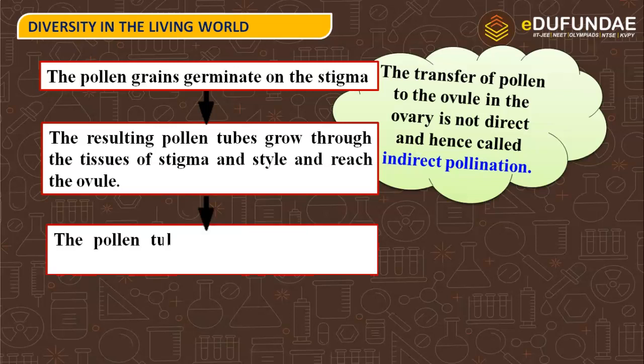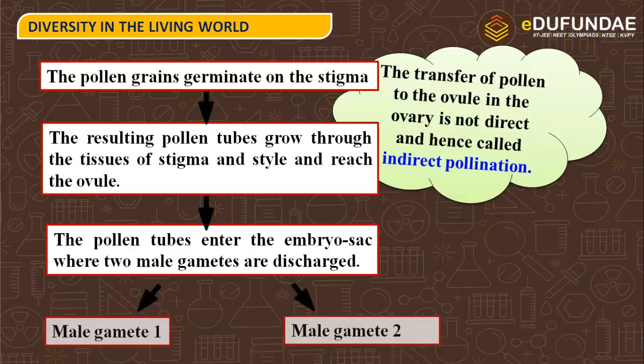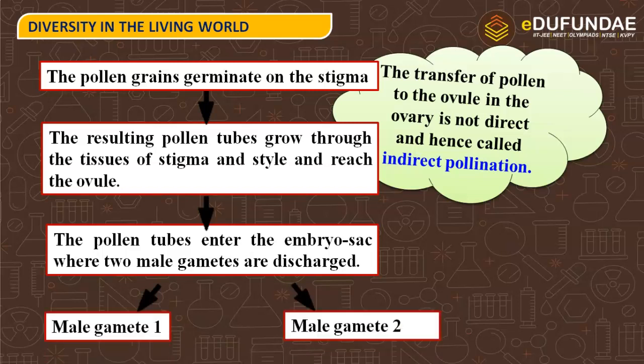After that, the pollen tubes enter the embryo sac, where two male gametes are discharged. The male gamete 1 and the male gamete 2. The first male gamete will be interacting with the egg cell and will lead to the formation of the embryo, whereas the second male gamete will interact with the central two polar nuclei and will lead to the formation of the endosperm.